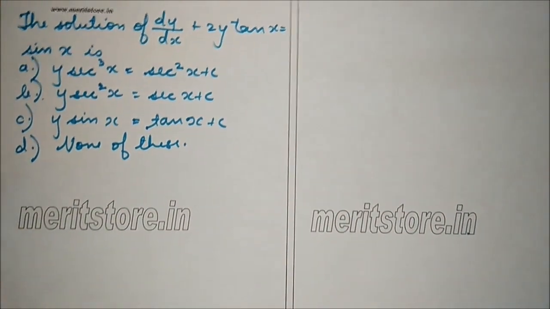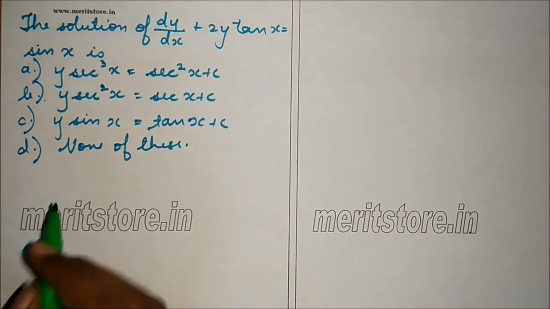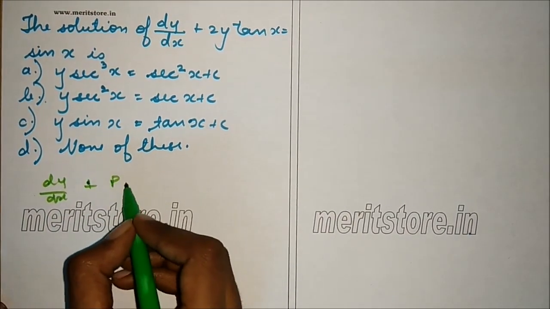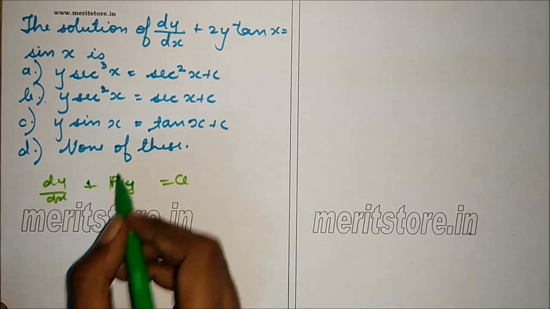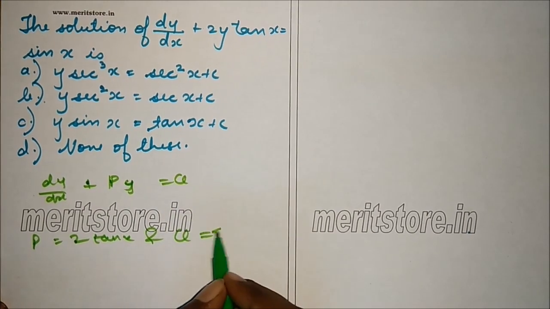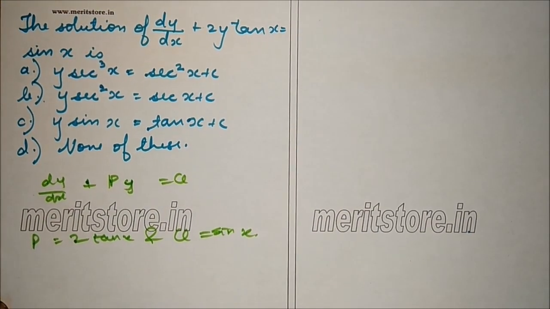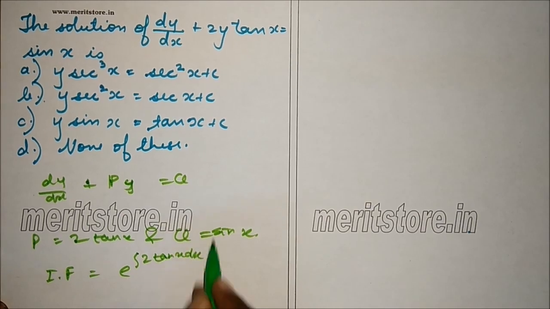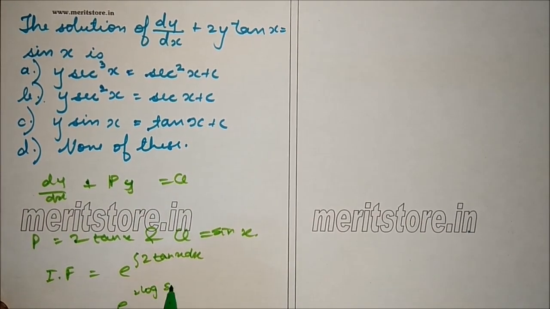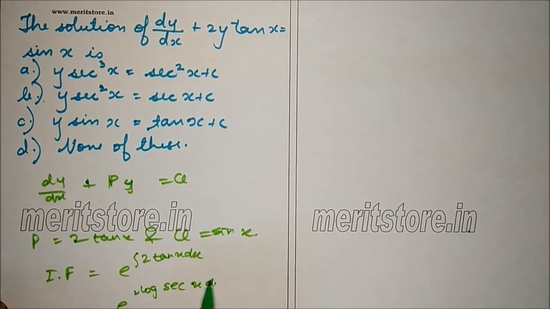Given differential equation is dy by dx plus 2y tan x equals sin x. This is in the form dy by dx plus py equals q, where p is 2 tan x and q is sin x. So the integrating factor is e raised to integral p dx, that is e raised to integral 2 tan x dx. Integration of tan x is log of sec x. This would be e raised to 2 log sec x.